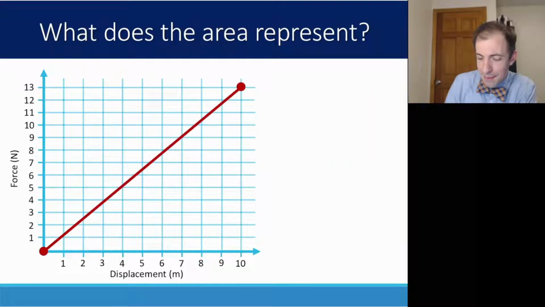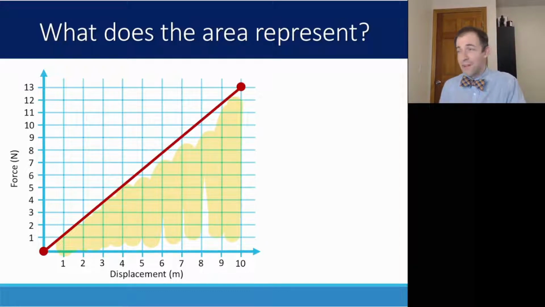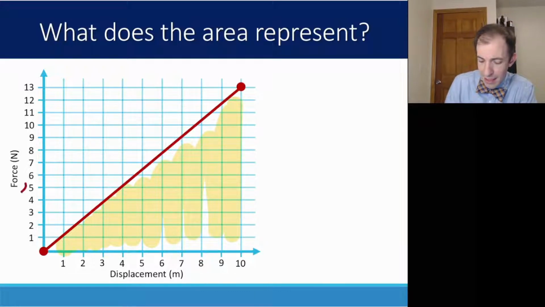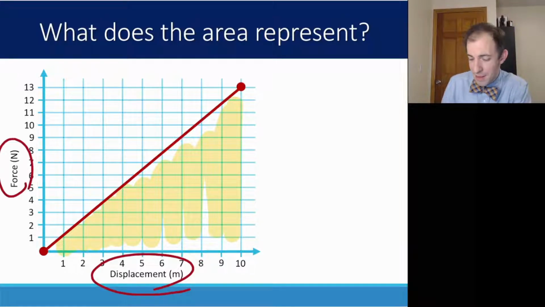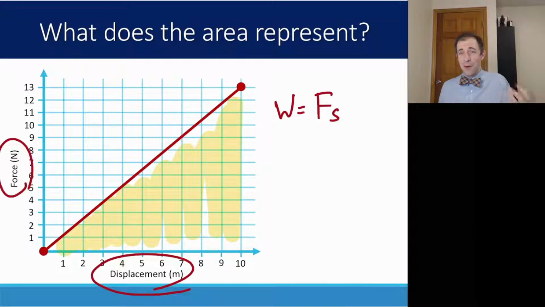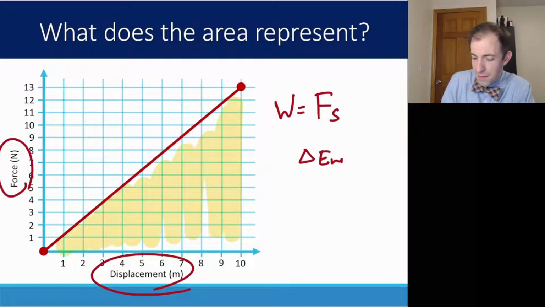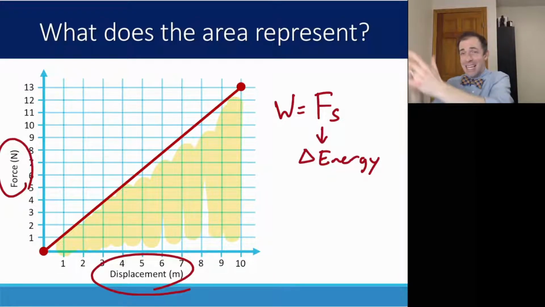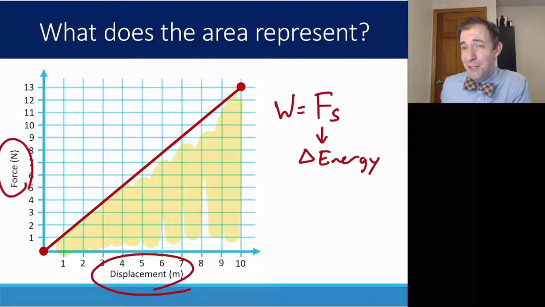Here, we can do the same thing. We can see what the area is on this graph. Well, the area on this graph is force times displacement. You might remember a little quantity called work is the force times displacement. That's another way of getting your change in energy. And that's the work energy theorem. So if you can find the area under the graph, you can figure out how the energy changes.